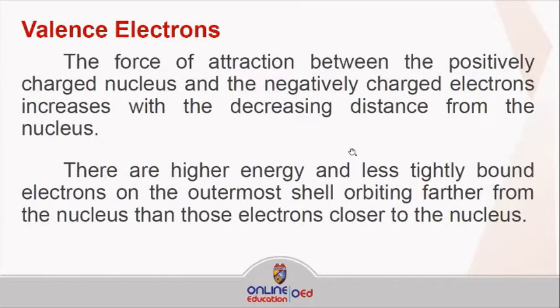Okay, how about the valence electrons? Ano yung valence electrons? The force of attraction between the positively charged nucleus and the negatively charged electron increases with the decreasing distance from the nucleus. Then there are higher energy and less tightly bound electrons on the outermost shell, orbiting farther from the nucleus than those electrons closer to the nucleus. Okay, that is the valence electrons: the force of attraction between the positively charged nucleus and the negatively charged electron increases with the decreasing distance from the nucleus. Okay, next.